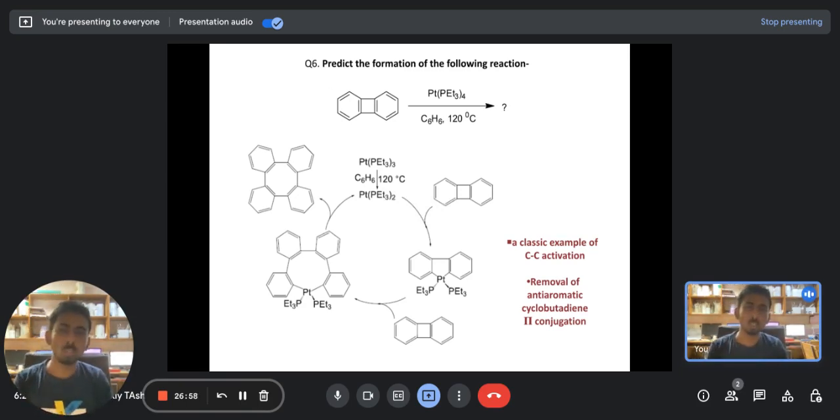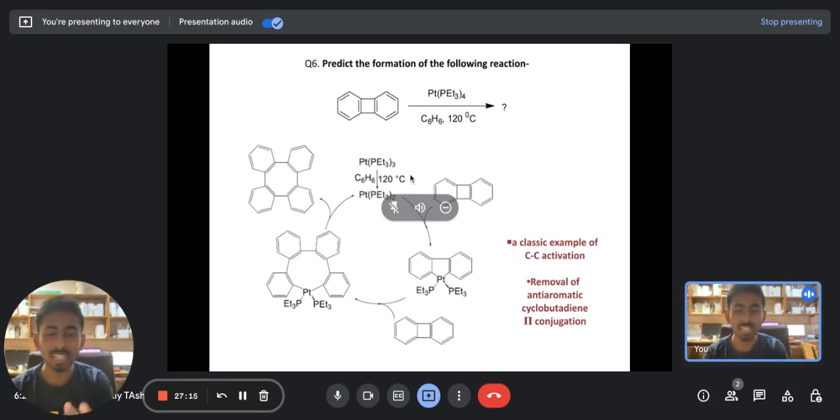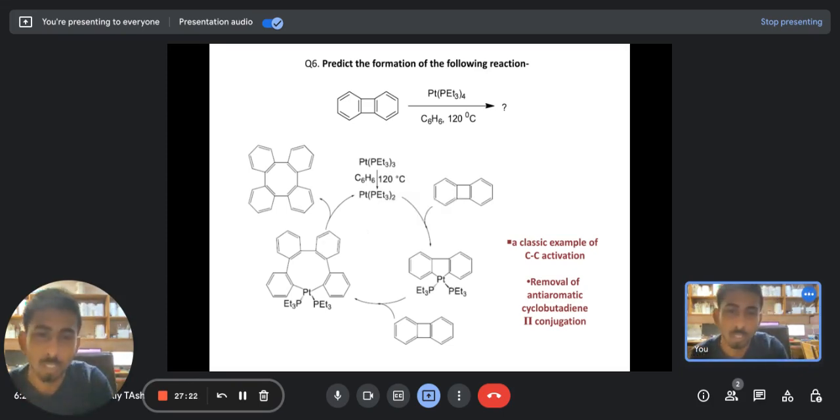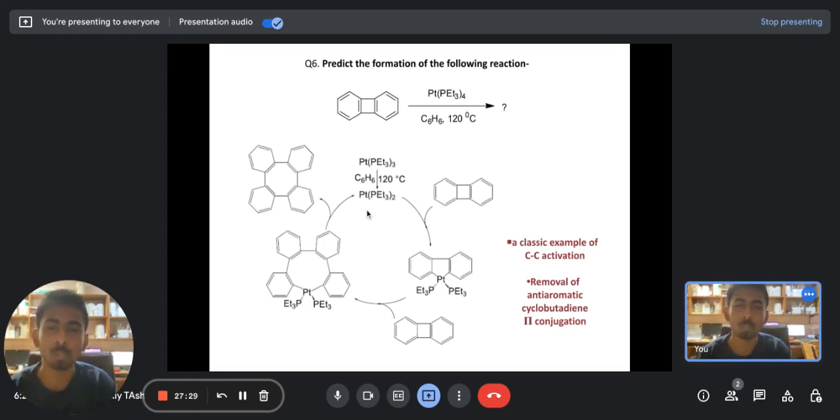So in Pt(PEt3)4, PEt3, or this phosphine, is a 2 electron donor, and platinum is in the 0 state, so it is a 10 electron system, and 4 phosphorus atoms each donate 2 electrons, so it is an 18 electron system. Now this 18 electron system in benzene solvent at a comparatively higher temperature, that is 120 degrees Celsius, loses two PEt3 molecules, neutral donors, to produce platinum PEt3 whole 2. That's why 2 vacant sites are now available for platinum to accommodate the ligand.